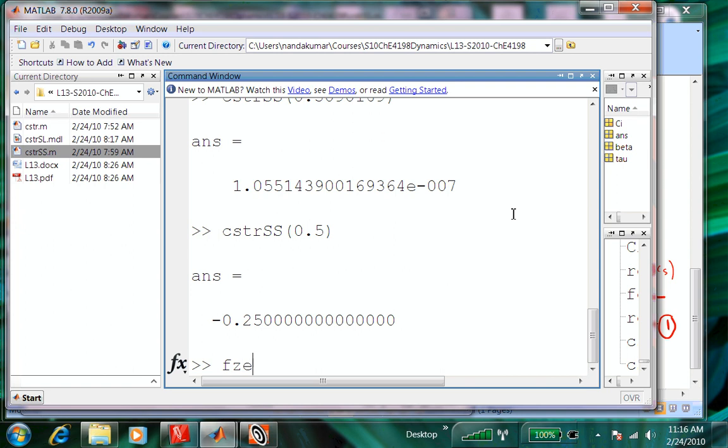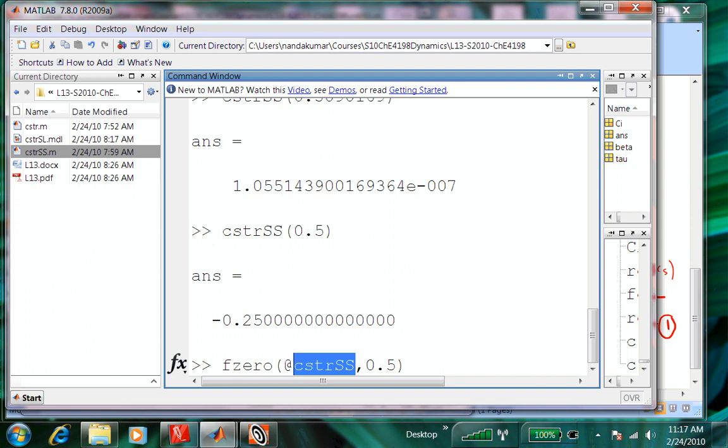Now fzero, I use it as CSTR-SS, 0.5 for example. This is a useful and very powerful function. What fzero does is take any nonlinear function that you give, a single equation, and you write the function for that. Just like in ode45, you wrote the function. ode45 gives you the complete time trajectory by integrating that differential equation. This solves the algebraic equation and tells you for what value of the unknown, whatever the unknown is in that function, the function will be zero. So it drives the function to zero.